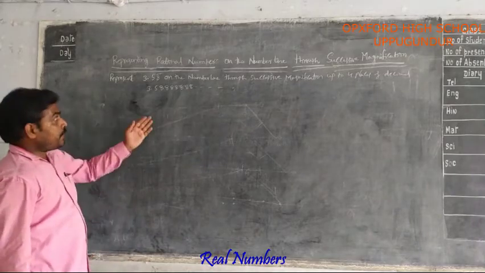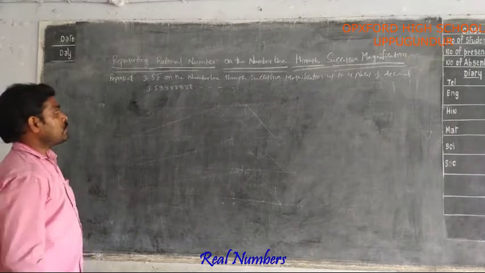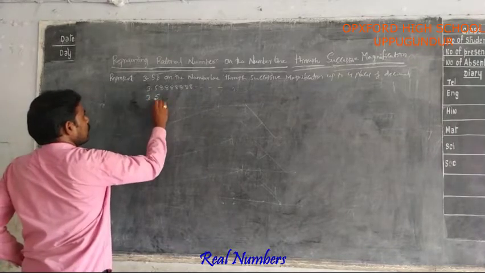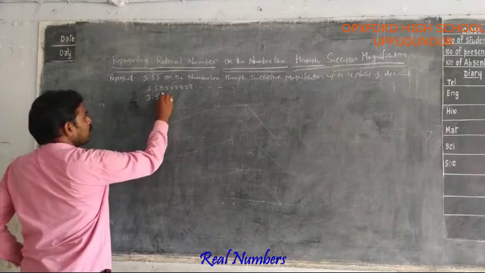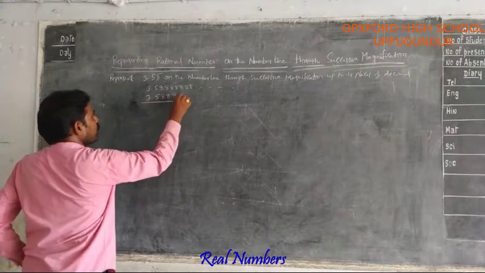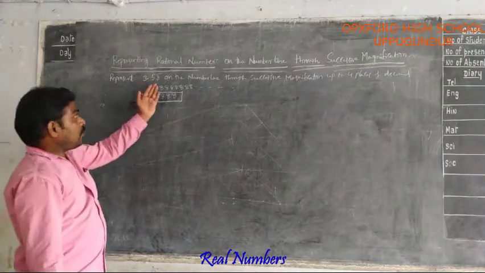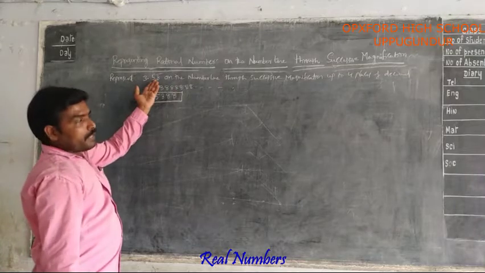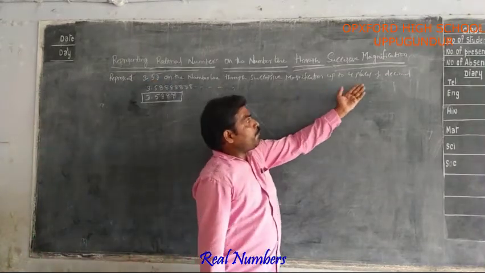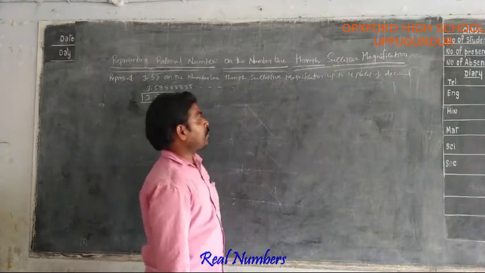So we have to represent this number up to how many places of decimal? 4 places of decimal. That means 3.5 after the decimal: 1, 2, 3, 4. So this number we have to represent on the number line. They asked us to represent this non-terminating repeating decimal through successive magnification up to 4 places of decimal.